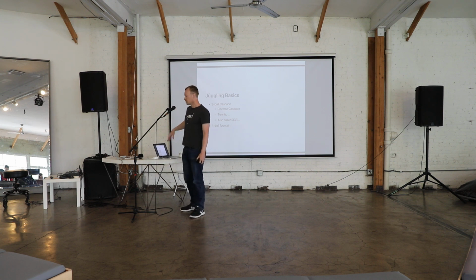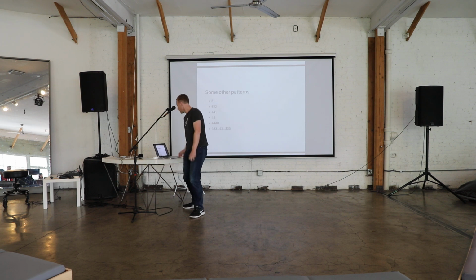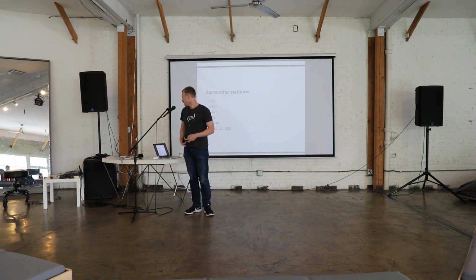Okay. And I said 4-ball fountain, sorry. I said 4-ball fountain on here, which I'm not going to try and juggle, because I will definitely mess it up. But these are all standard names, and you can Google them. Much better jugglers than me will demonstrate them. Okay, so here's some of the patterns. I will probably do some of these. So 5-1, again, I'll go over what these numbers are.